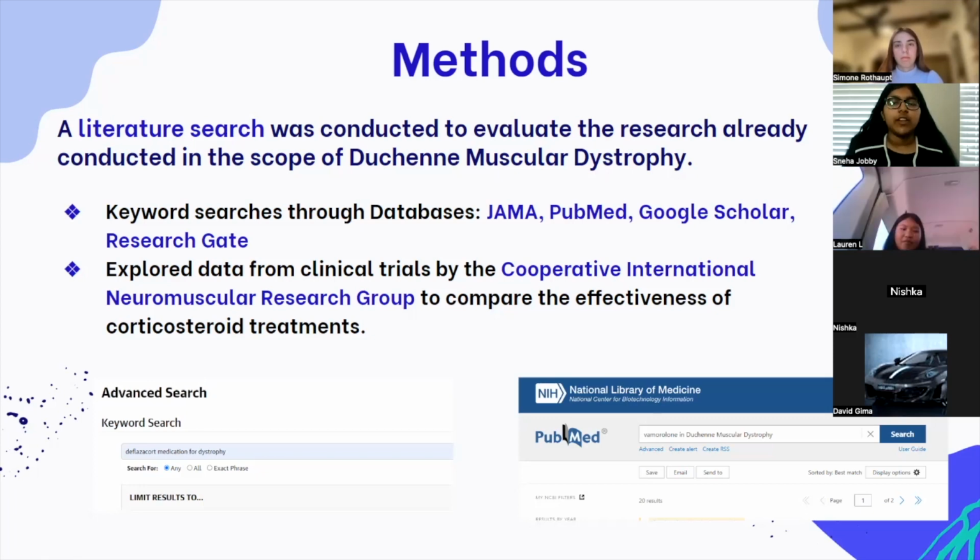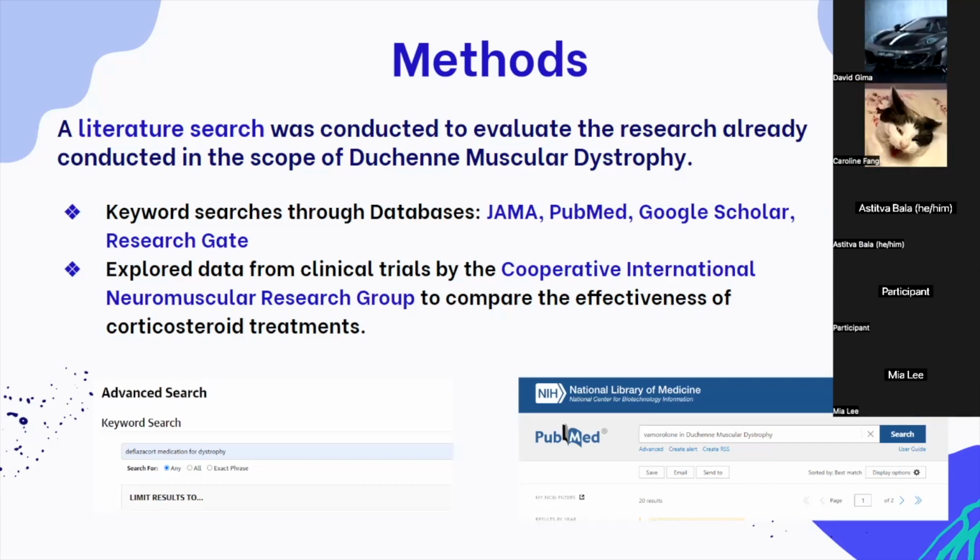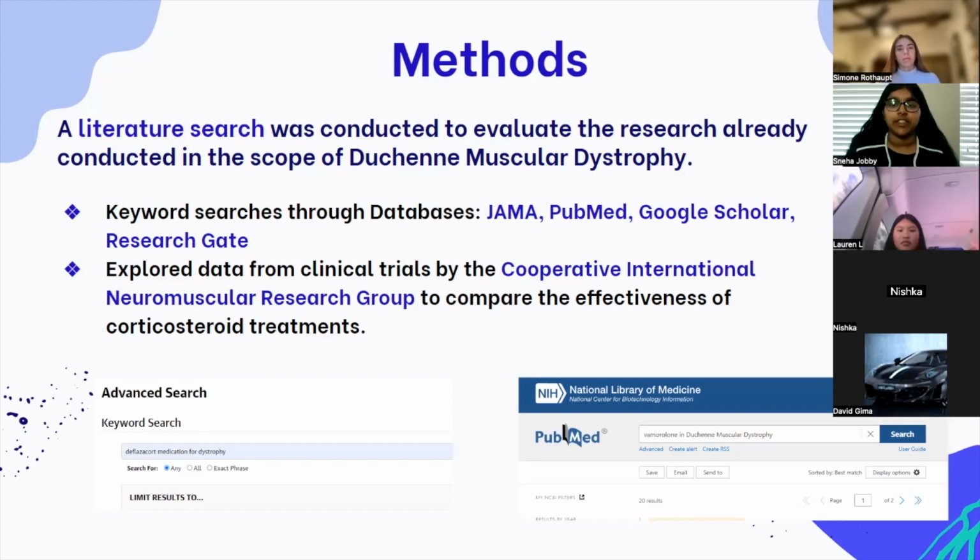Overall, multiple credible articles were referenced throughout this process to measure the impact of different medications on the progress of Duchenne muscular dystrophy and the negative side effects as well.